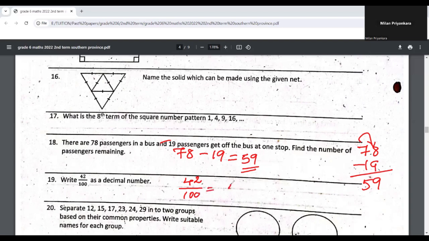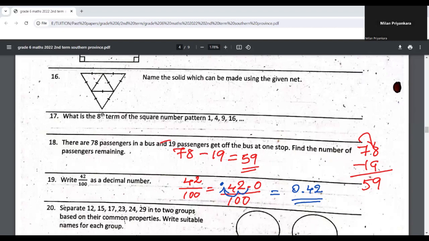You can write this 42.0 over 100. So now you have to move this decimal point to the left side. When you divide, you move this to the left side. When you multiply, you move this to the right side. You have to move this to the left side for 2 places, and then this decimal point comes to here. Now the answer is 0.42. Actually, you moved 2 places because this 100 has 2 zeros.